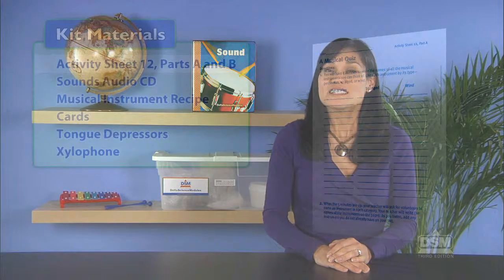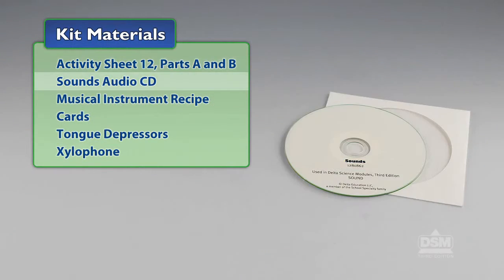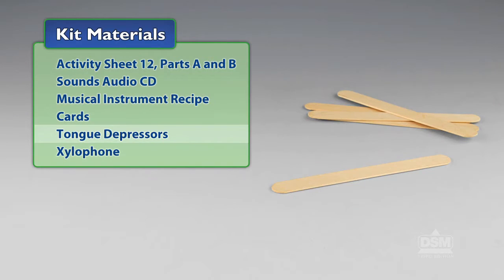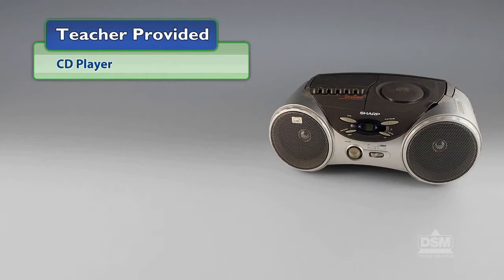You will need the following materials from the kit. Activity Sheet 12, Parts A and B. Sounds Audio CD. Musical Instrument Recipe Cards. Tongue depressors. And xylophone. You will also need to provide a CD player.